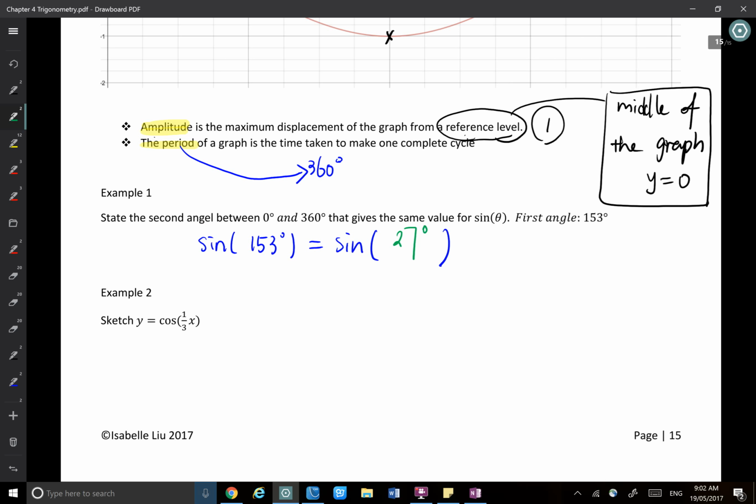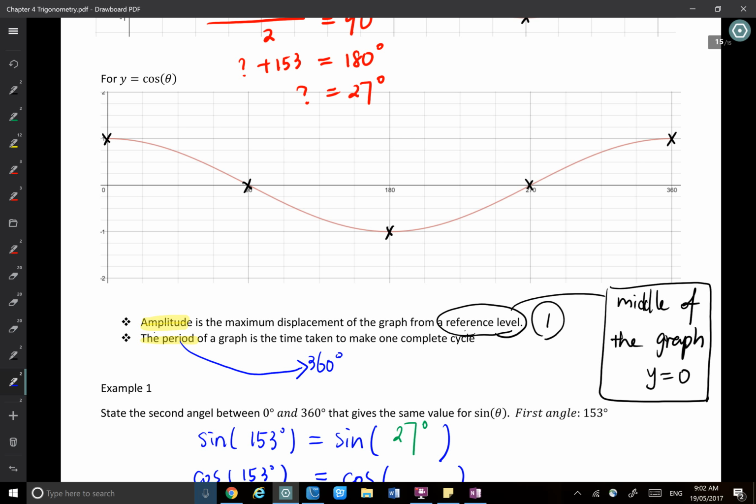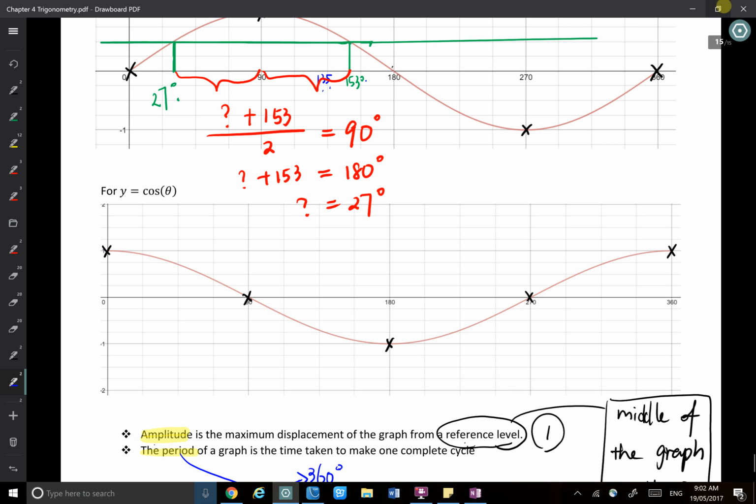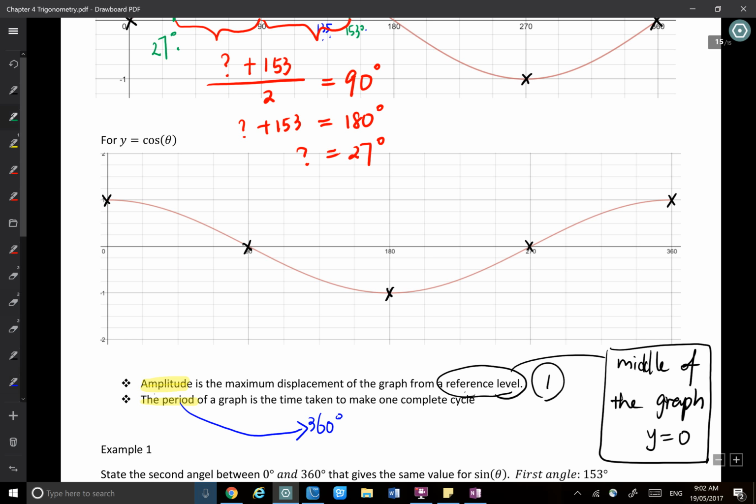Let's have a look at example 2. Well, let's have a think about this. What does cosine 153 degrees equal to? Cosine 153 equals cosine what? It can't be 27. Because 153 is in the second quadrant, it is negative. 27 is in the first quadrant, it is positive. It can't be the same. So let's have a think. Which value will give you the same cosine value? Where's 153 again? It will be somewhere around here.